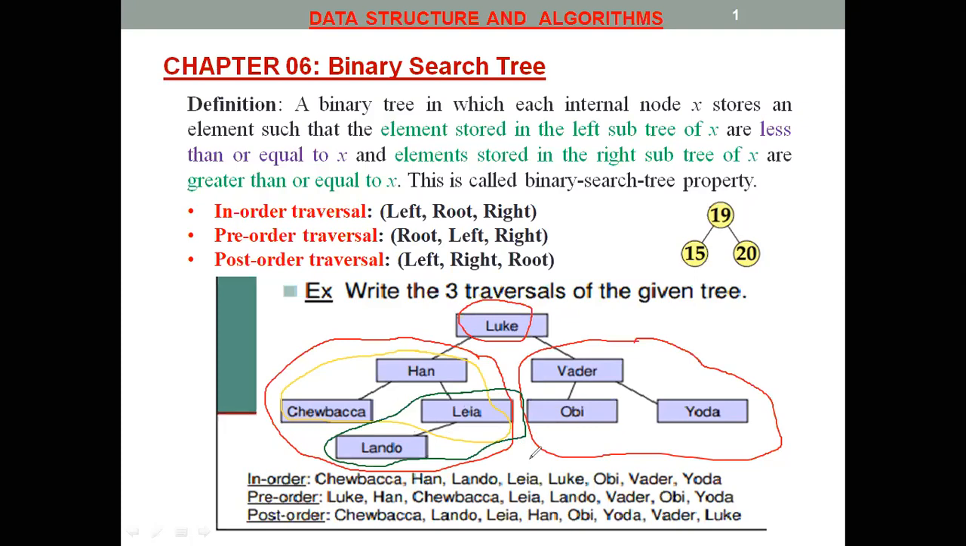So when we are going to write it, how do we write it now? In order to write the in-order traversal, we must finish all the left side first. Then after that, we write the root, which is the main root. Then after that, we go to the right side. So look at the left side first here.